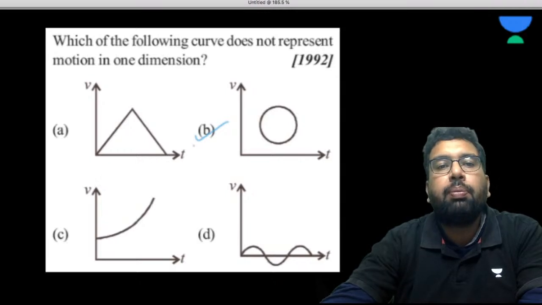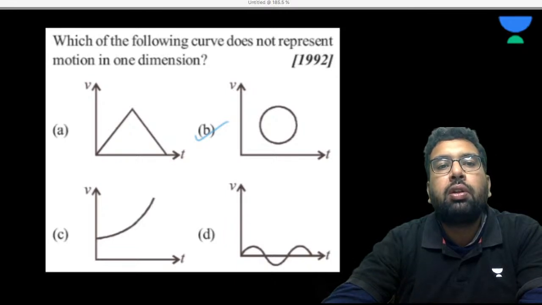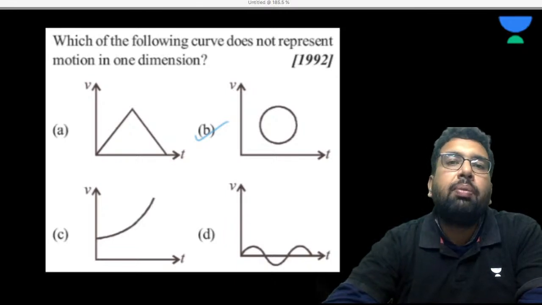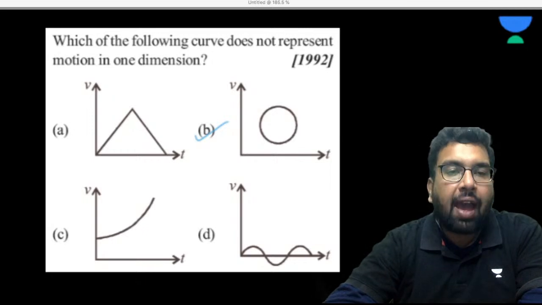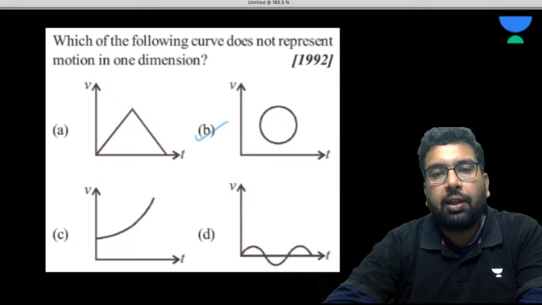So that is going to be option B, because when we are talking about motion in one dimension, the body can have only one velocity at a time, but not two values of velocity. I hope it is clear to everyone. This is not possible in one dimensional motion.